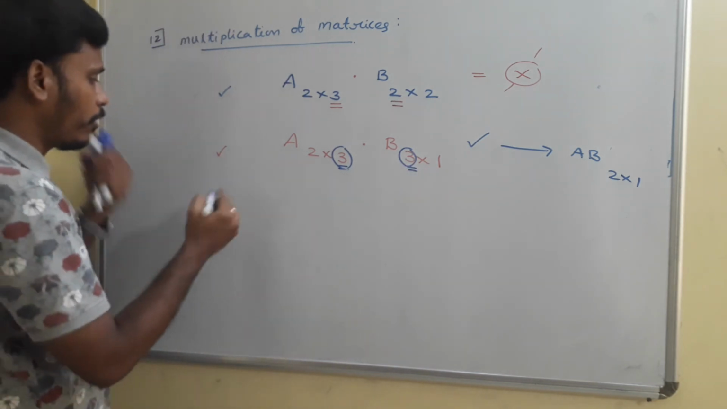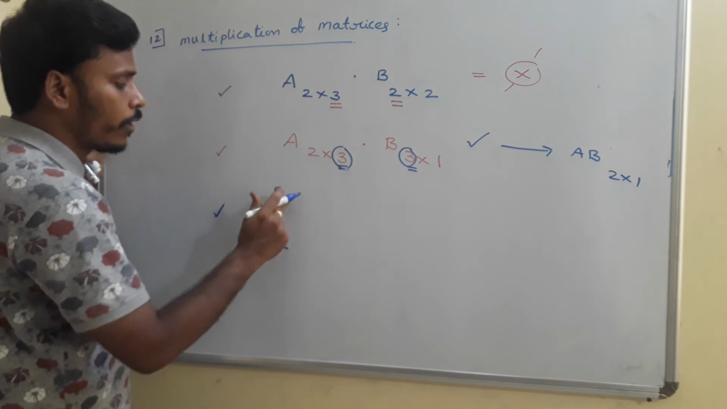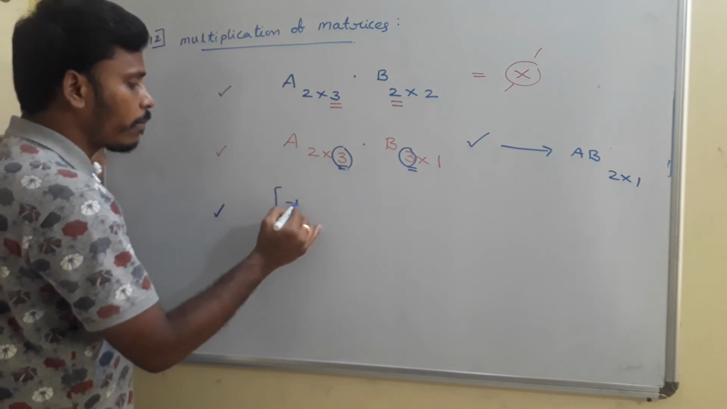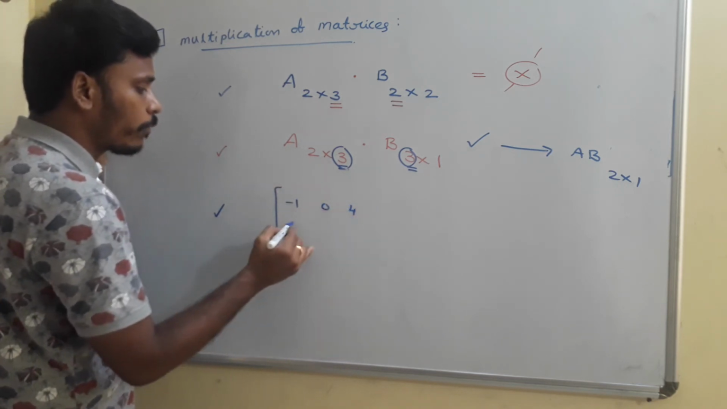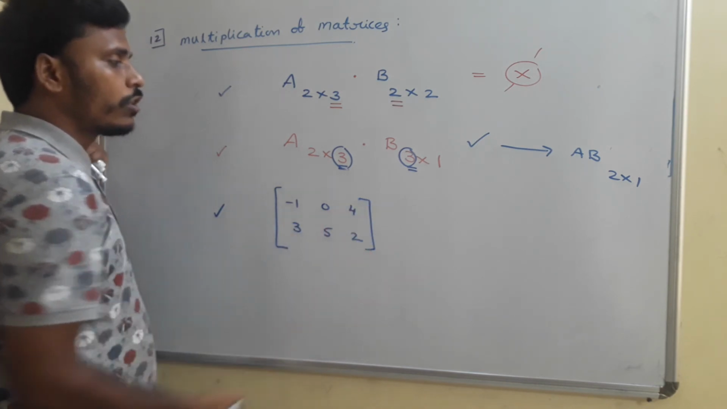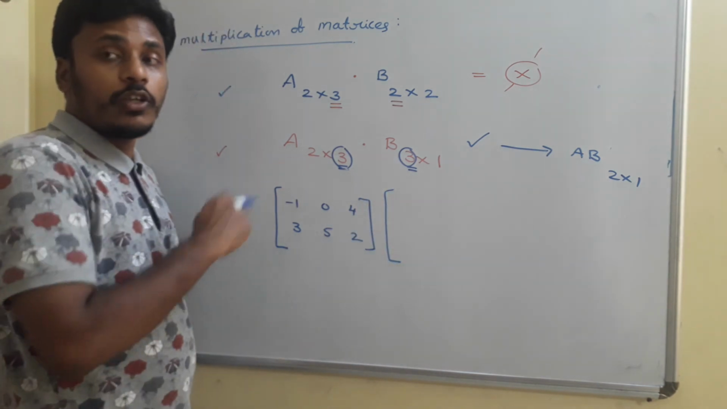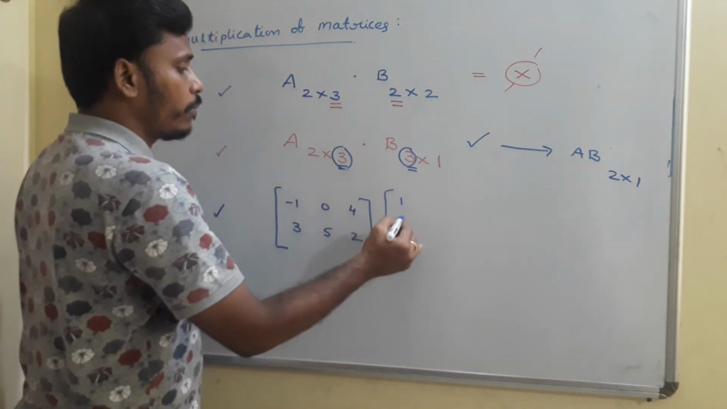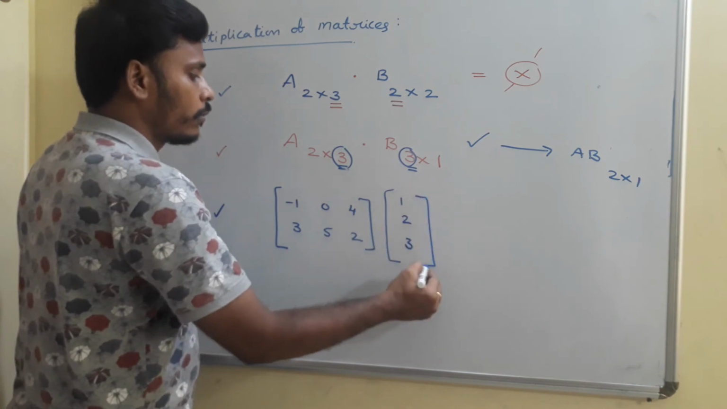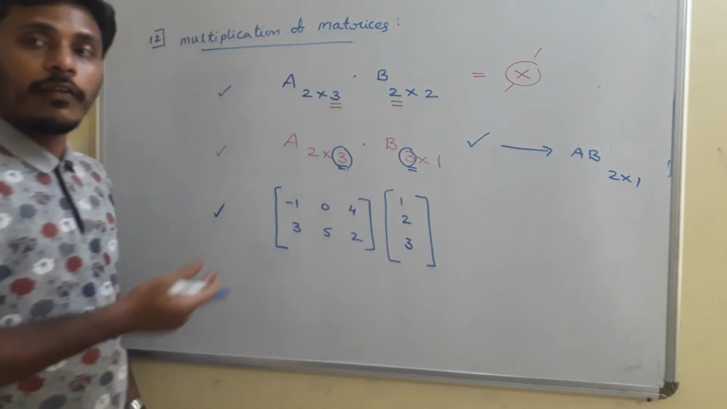I will give you the example here. So you need to take a matrix of order 2 by 3, 2 rows and 3 columns. You simply take minus 1, 0, 4, 3, 5 and 2. 2 rows and 3 columns. Here I need to take another matrix of 3 rows and 1 column. So for that you just simply take 1, 2, 3. And sure this order is 2 by 3, and sure this order is 3 by 1, and we are multiplying.